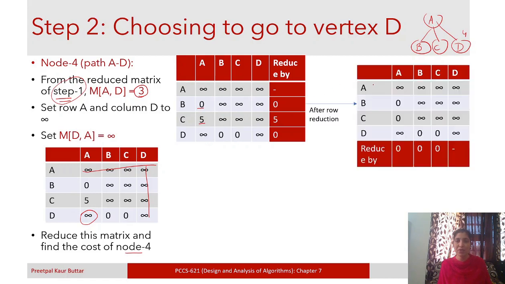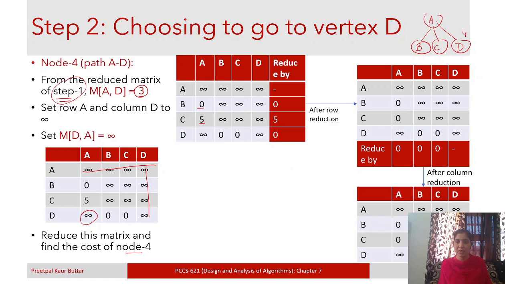So when we reduce it row wise, we receive this matrix, and now we reduce it column wise, but it is already reduced because the minimum values in the first 3 rows are 0 and in the last row the value is infinity. Okay, so this is the matrix after reduction. Now we can compute the cost of node 4.